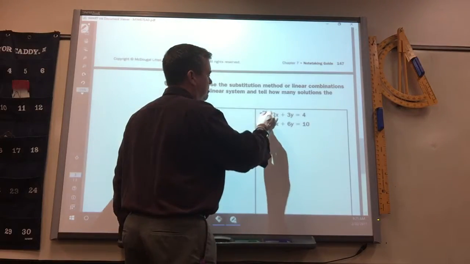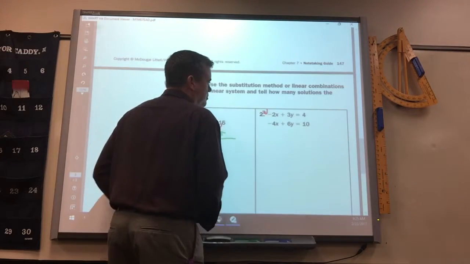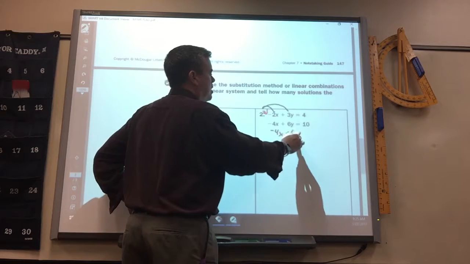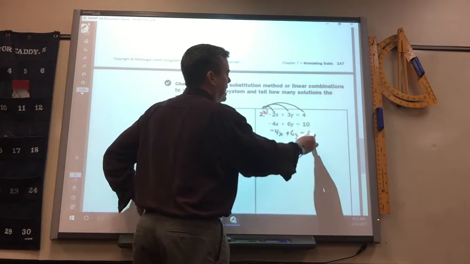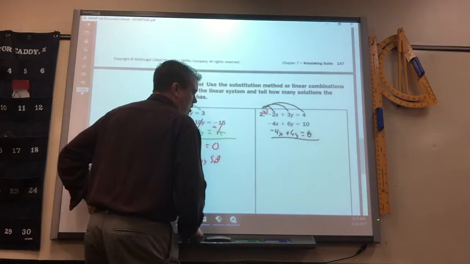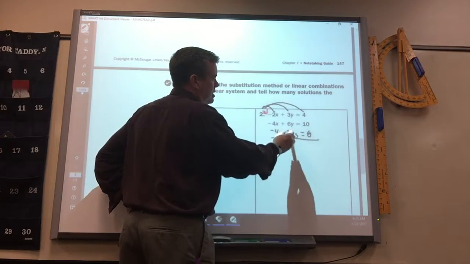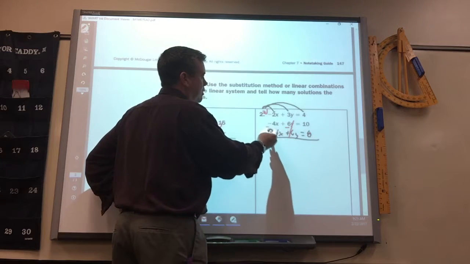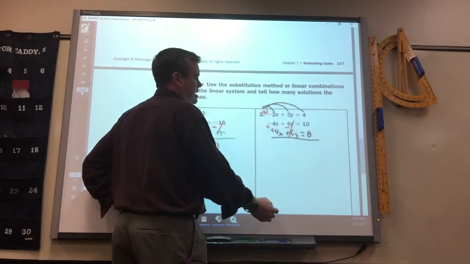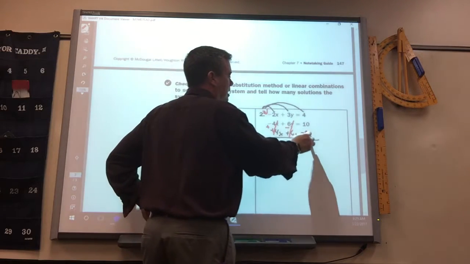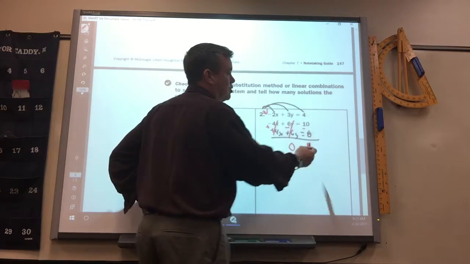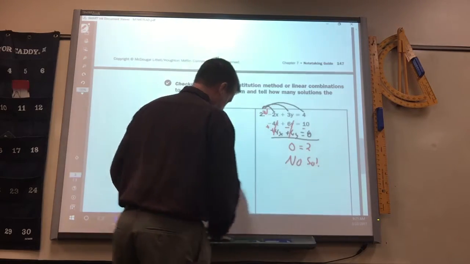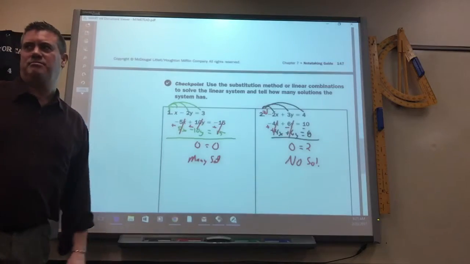Here, if I took this times 2, this would make negative 4x plus 6y equals 8. So remember, if they're the same sign, you would subtract them. 6 minus 6 is 0. Negative 4 take away negative 4 is also 0 because you got to change the sign. But on this side, you don't get 0, you get 2. So that's the no solution. Easy enough? Yep. All right.